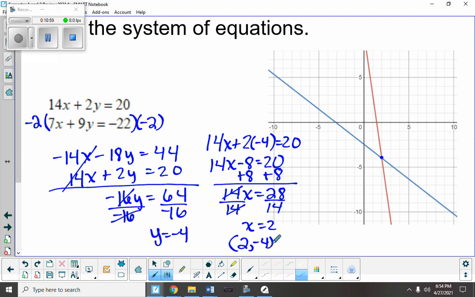And sure enough, if you look at this graph, we go over 2 and down 4. And that's where the intersection is. And also, you can always check your answer because this solution should work in both. So you can plug it into both equations and it should work.